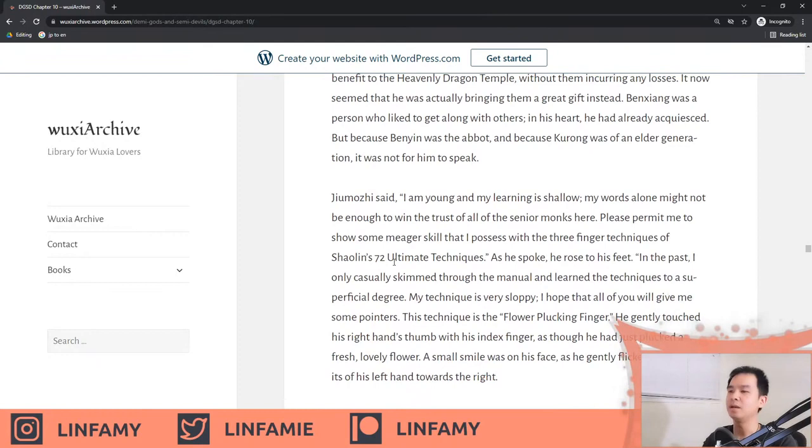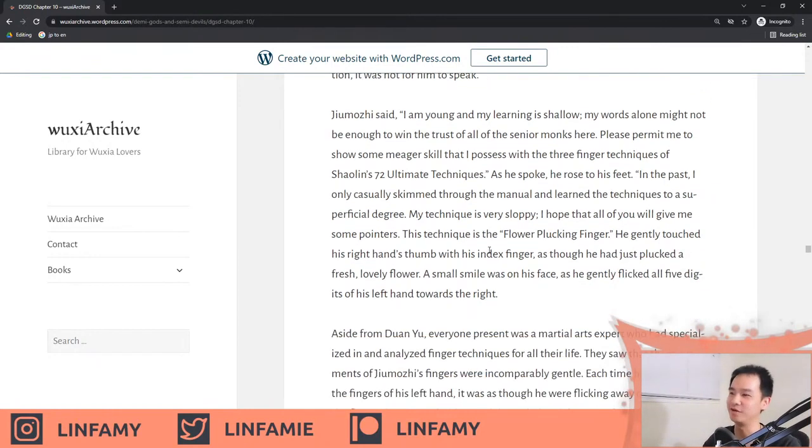Jiumozi said, "I am young, and my learning is shallow. My words alone might not be enough to win the trust of all the senior monks here. Please permit me to show some meager skill that I possess with 3 finger techniques of Shaolin's 72 ultimate techniques." Oh, this guy's a salesman. He's like, let me show you a preview, all right? A free trial of what I'm going to give to you.